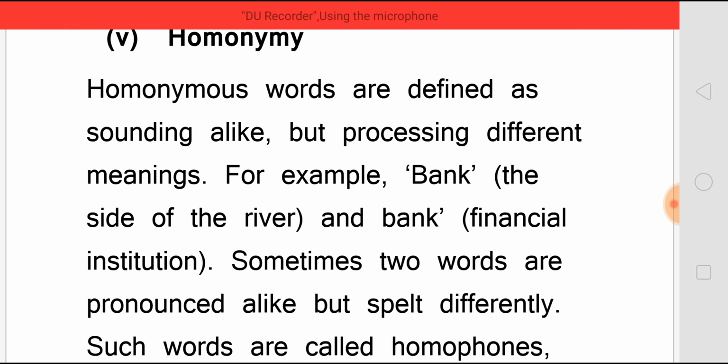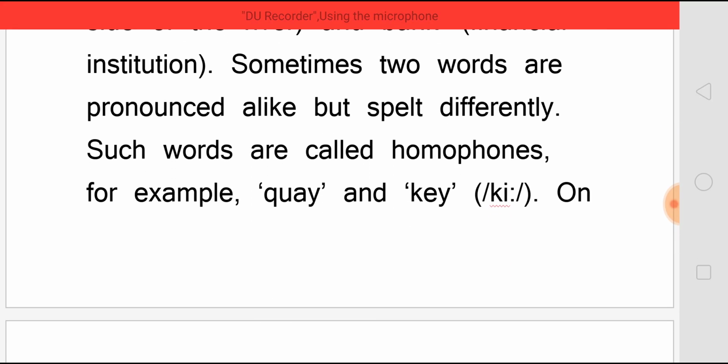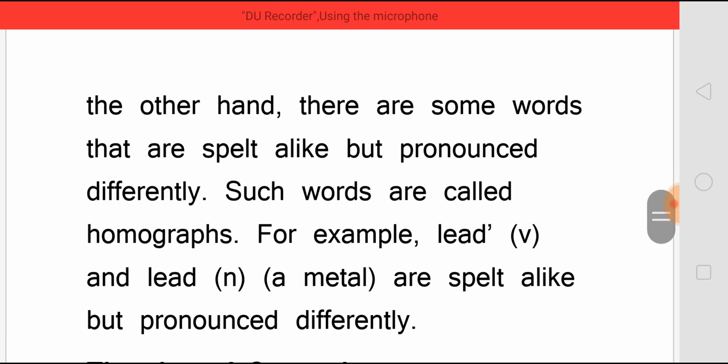Homonymy words are defined as sounding alike but possessing different meanings. For example, bank. This can mean the side of a river or the financial institution. Sometimes 2 words are pronounced alike but spelled differently. Such words are called homophones. For example, KK. On the other hand, there are some words that are spelled alike but pronounced differently. Such words are called homographs.